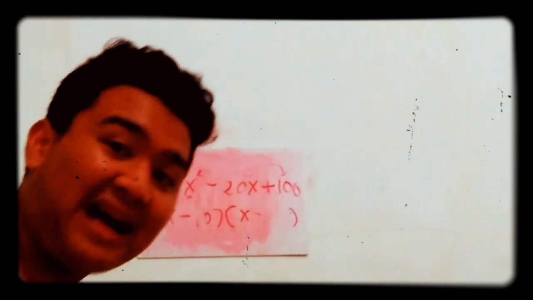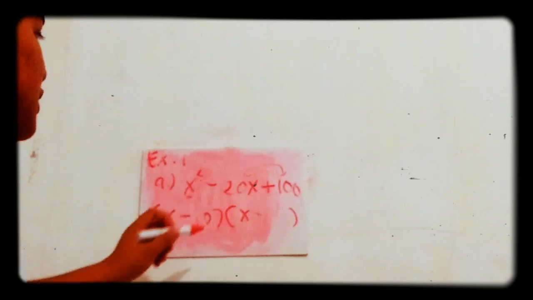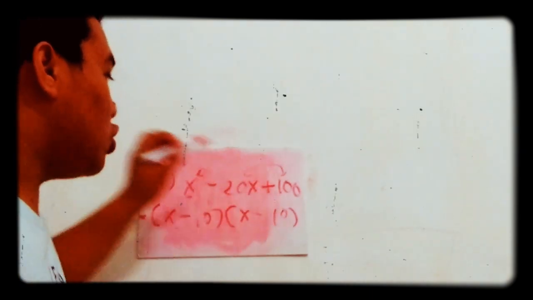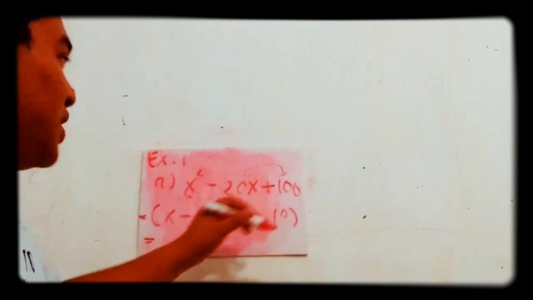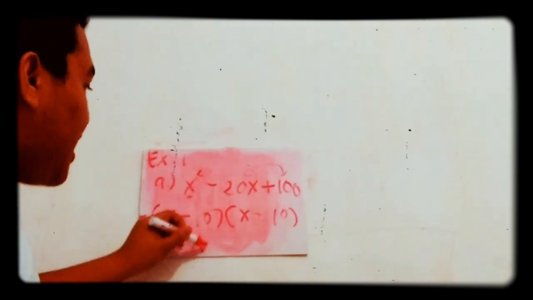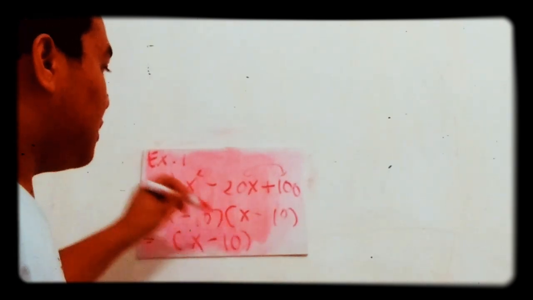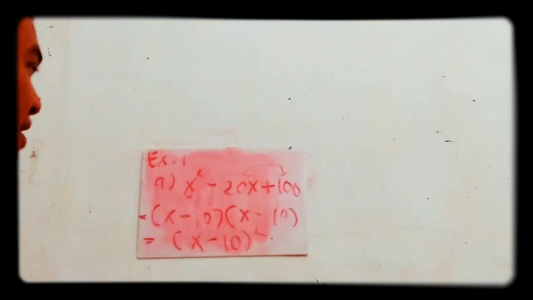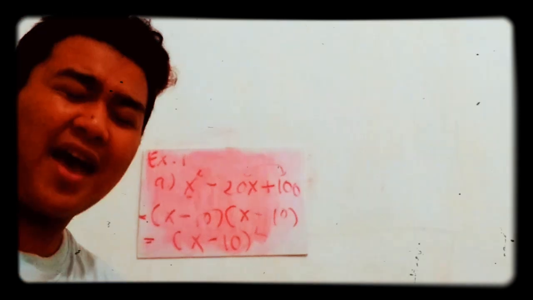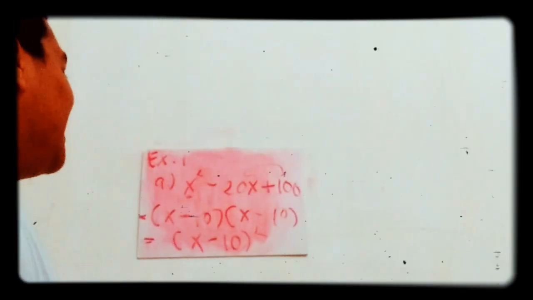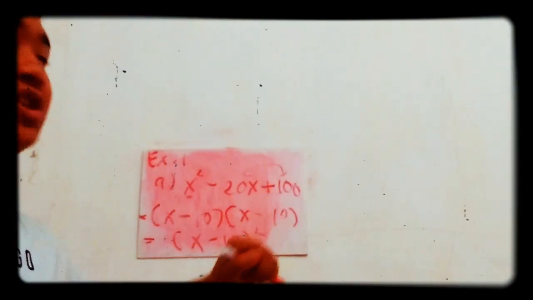because negative times negative is positive. So 10 here and 10 here. Or should we write this equation as x minus 10 squared? Because the factors of this are the same. So this is the final answer of this equation. Let's proceed now to the limits.